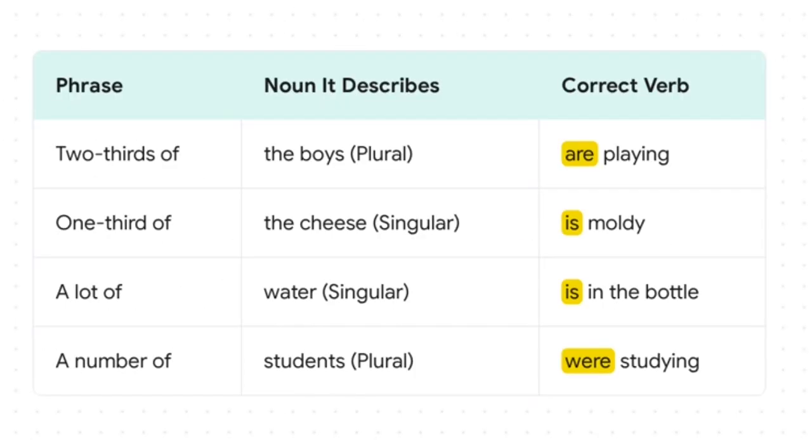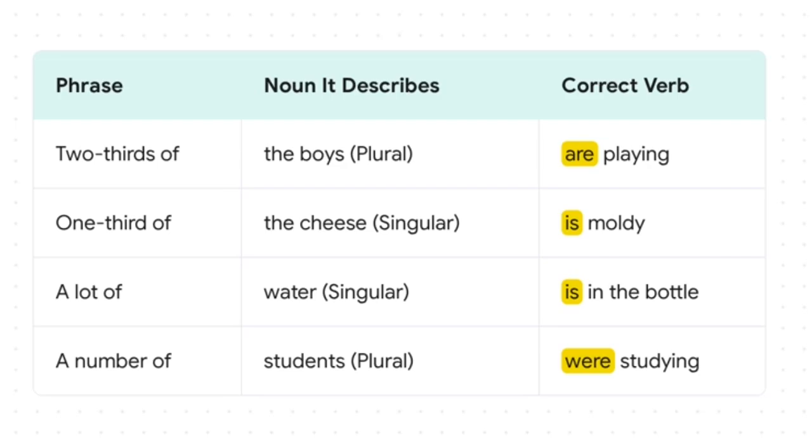Here's the deal. The verb doesn't care about the fraction. It only cares about the noun that comes after of. So if that noun is plural, like boys, then your verb is plural. If that noun is a single, uncountable thing, like cheese or water, then your verb is singular.